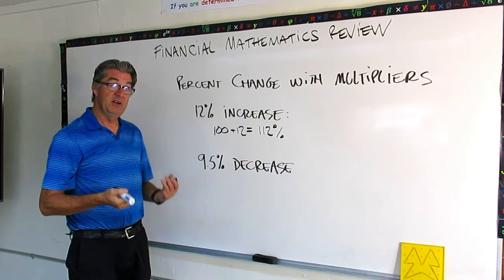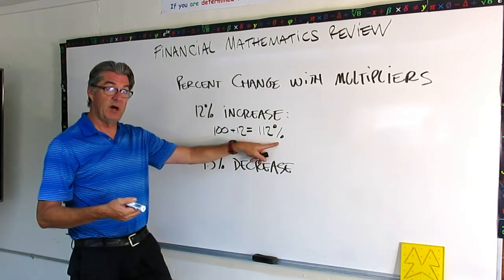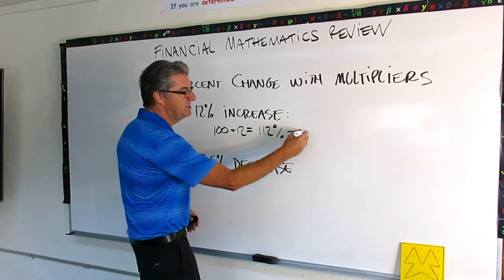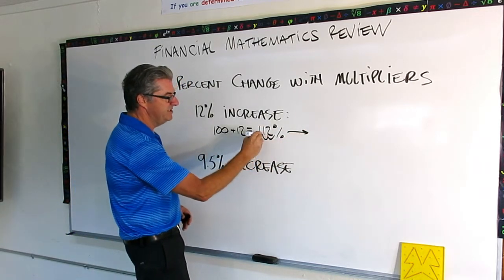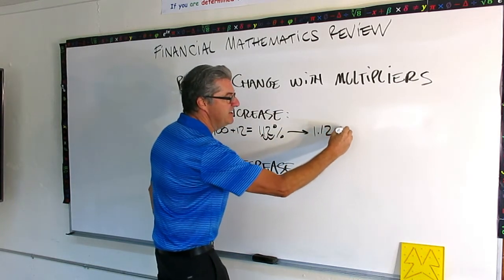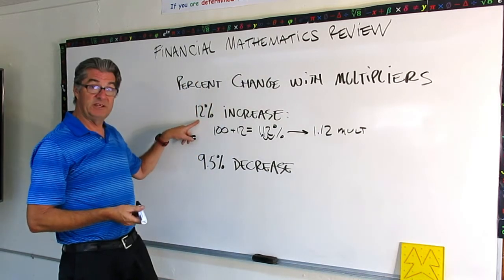Okay? Now here's the thing, percentages aren't actually decimal numbers. It's a percentage out of 100. So we turn that into a decimal by moving the decimal places 2 over, and this is 1.12. So that is our multiplier. That's how we get a 12% increase.